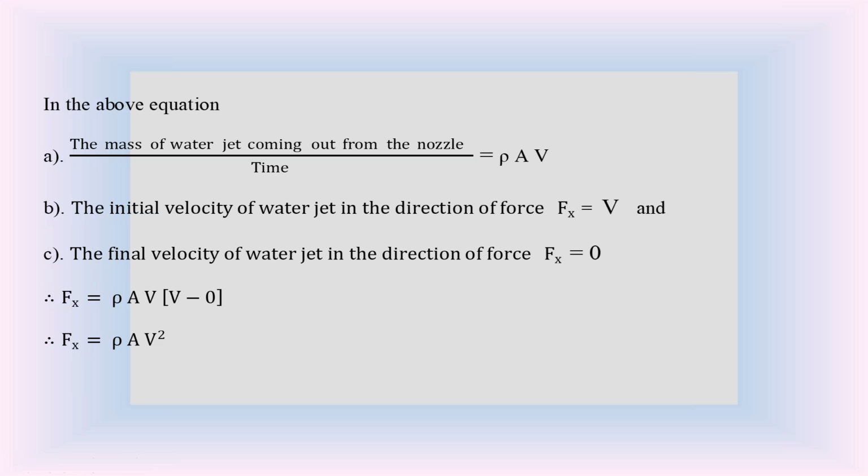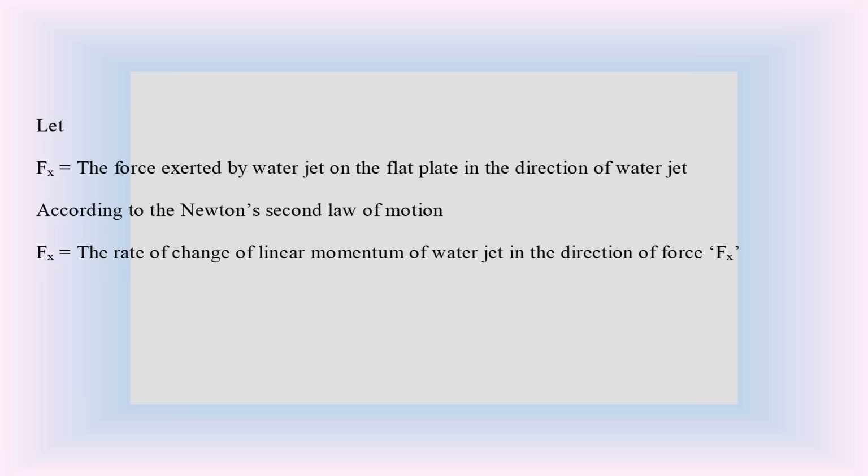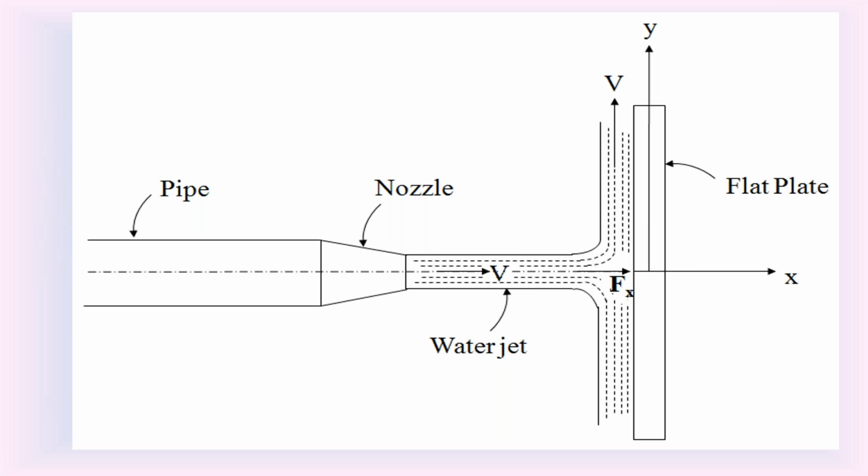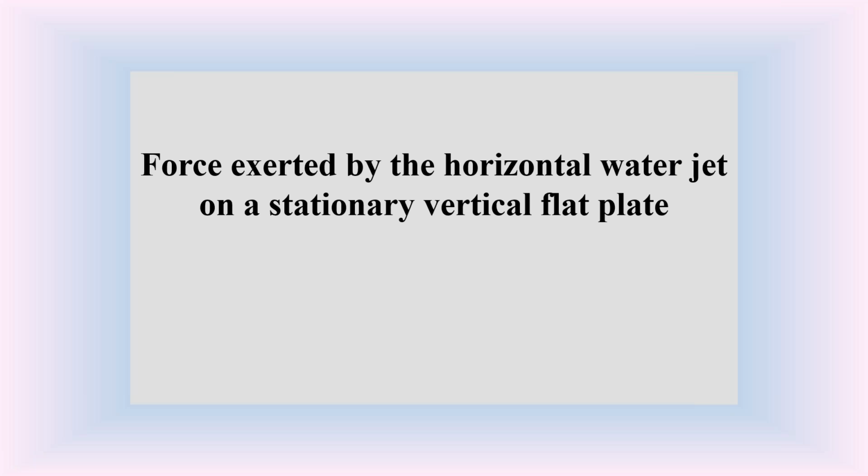Fx is the force exerted by the water jet on the flat vertical metal plate. Fx is equal to rho A into V square. This is the equation of the force exerted by the water jet on the stationary flat vertical metal plate. So we apply Newton's second law here to find out the equation of force Fx. So we started part 1 in unit 3. The first condition in part 1 is the force exerted by horizontal water jet on a stationary vertical flat plate. This is the first condition.